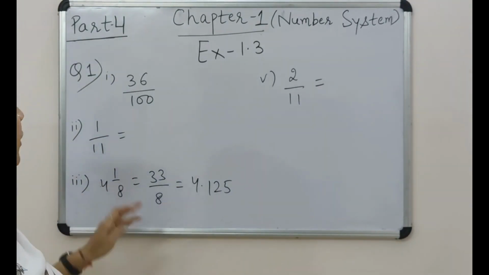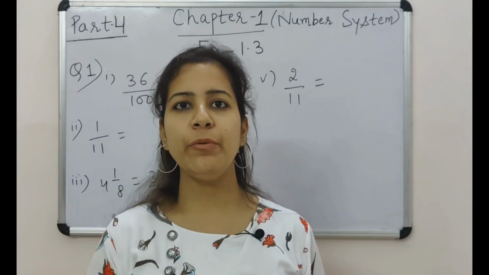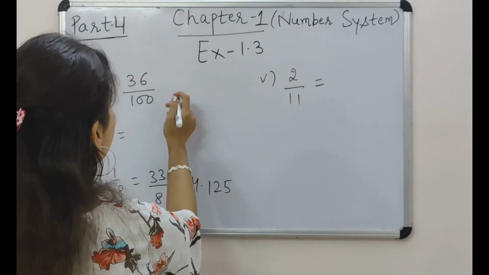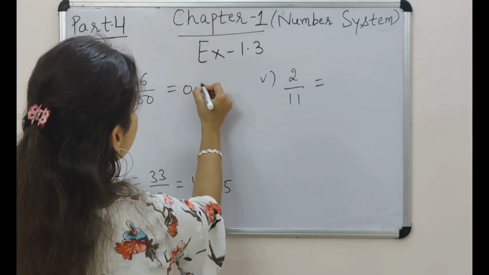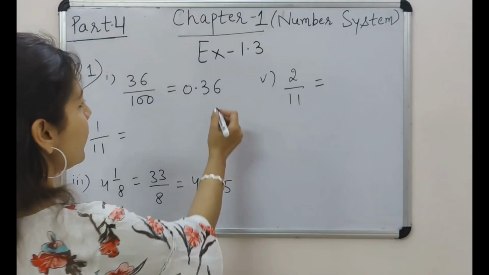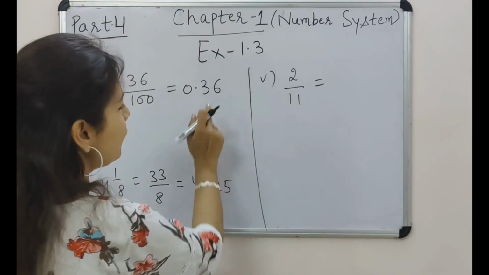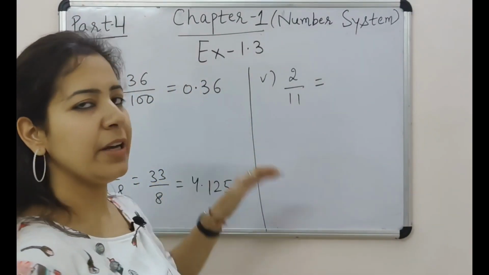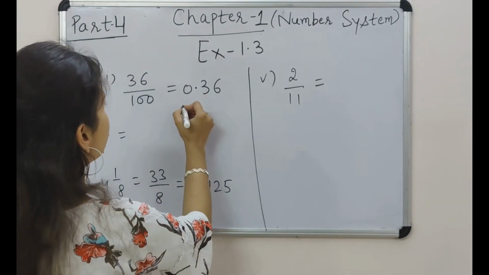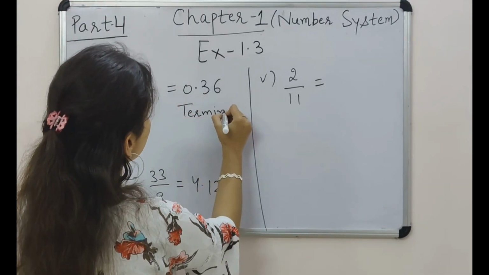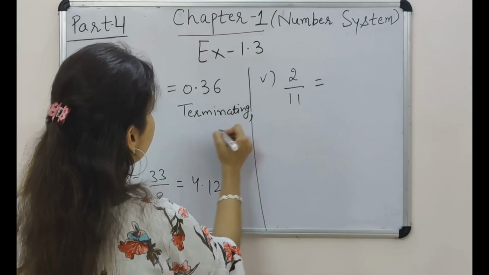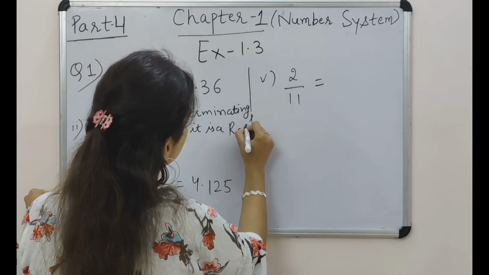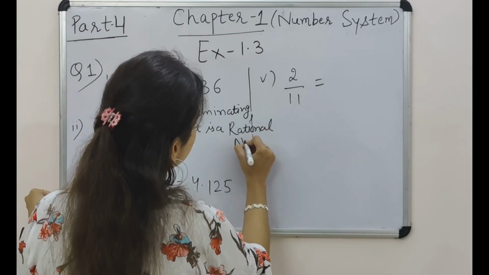The very first question is to write the following in decimal form and say what kind of decimal each has. The very first part is 36 by 100. After simplifying, when you convert it to decimal form, you get this. Clearly, this is a terminating decimal, and I told you the very first type under the rational category A. When your decimal terminates after a finite number of steps, clearly it is a terminating decimal, hence it is a rational number.